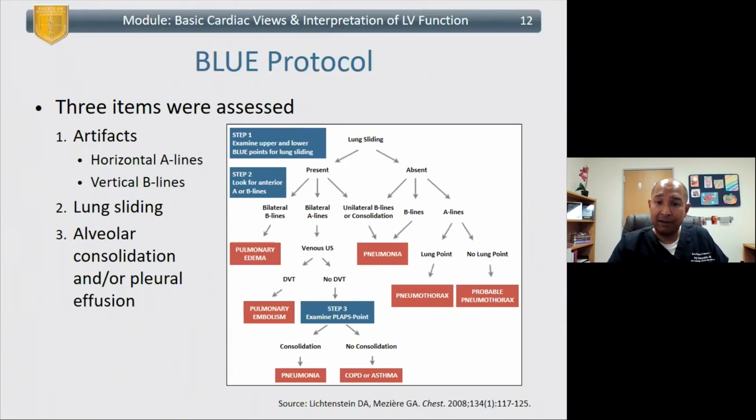Now, if there are B lines over here, especially if it's unilateral, we could think of a consolidation like a pneumonia as being the cause of the patient's shortness of breath. If lung sliding is present, we know there's not going to be a pneumothorax, and then we will use a lot of these artifacts. If there's a lot of B lines, especially if it's bilateral, maybe they're fluid overloaded. If we see A lines, and once again, A lines can be seen with and without a pneumothorax, we still don't know exactly what's going on.